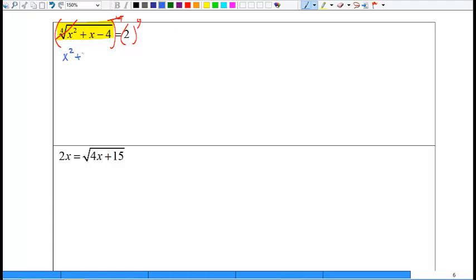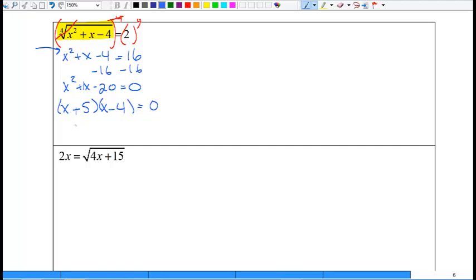So I get x squared plus x minus 4 is equal to 2 times 2 times 2 times 2, which is 16. Then, because it's quadratic, I need to set it equal to 0. I think this one factors. x and x, two numbers that multiply to 20 and add to 1: 5 and 4, with a positive on the 5.